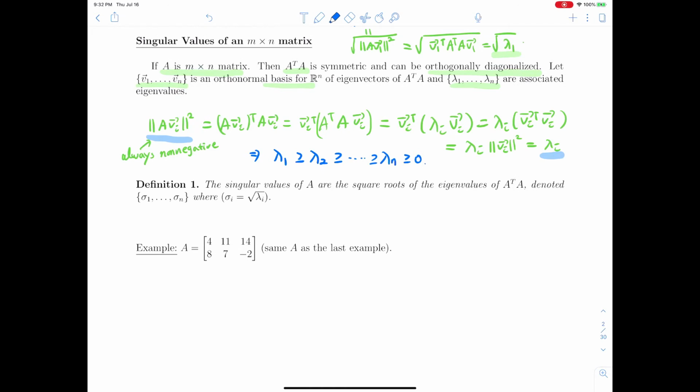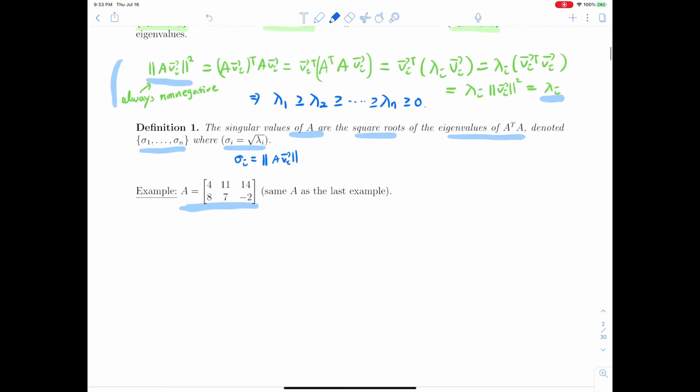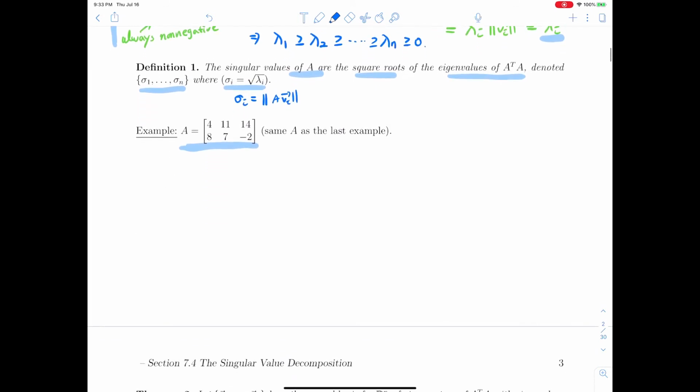So the singular values of A are the square roots of the eigenvalues of A transpose A, and we denote them as sigma 1 through sigma n, where sigma i is given by the square root of lambda i. So basically, if you compare this with the above observation, where you just took the square root of both sides, sigma i corresponds to the magnitude of A times Vi. So let us find the singular values of the previous example. We're going to use this example to find the algorithm of the singular value decomposition.